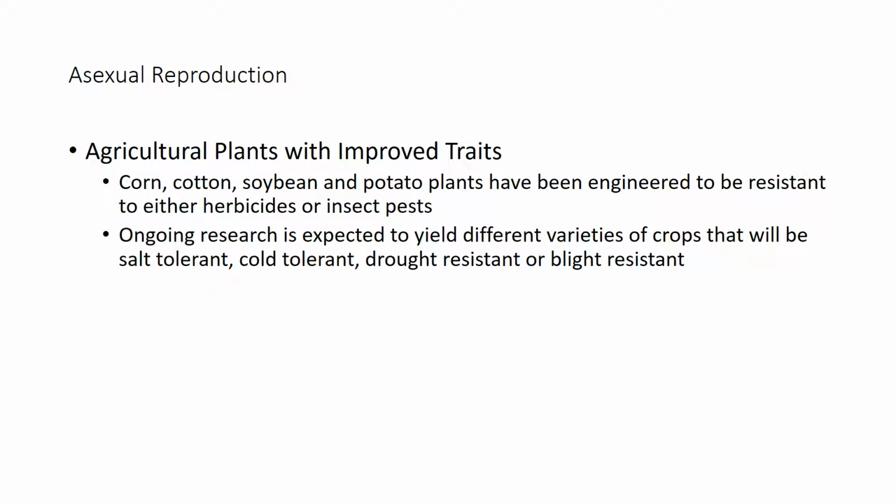Now, basically, you have a lot of agricultural plants that we need to be able to eat, like corn, soybean, potato plants. They've been engineered to be resistant to either pests or also to herbicides. Okay, and so ongoing research is helping these botanists and genetic engineers hopefully make more plants that are cold tolerant or drought resistant or blight resistant, like resistant to mildew and mold, things like that, or also salt tolerant, so it'd be easier to grow plants near a body of salt water like an ocean or something like that.